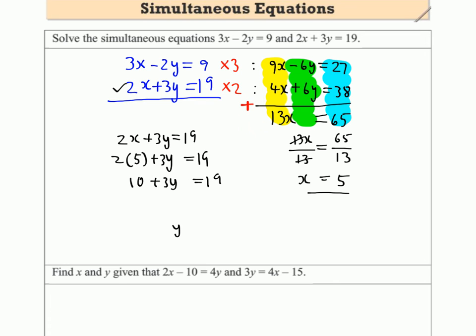Now because I want to find the value of y, I have 3y here, which means I need to get rid of 10. Minus 10 here, minus 10 here. What am I left with? 10 take away 10 is 0. I'm left with 3y here. 19 take away 10 is 9. That's really easy. 3y equals 9. y must equal 9 divided by 3, which equals 3.